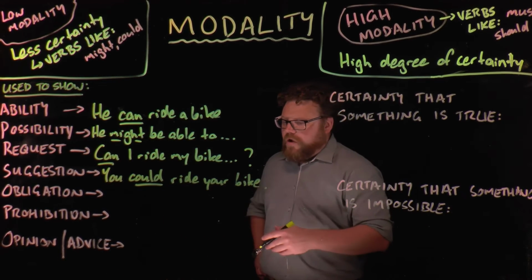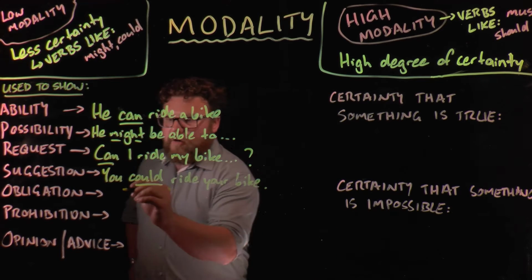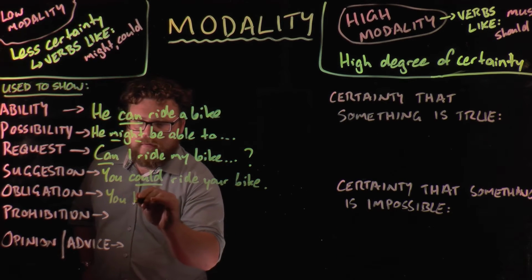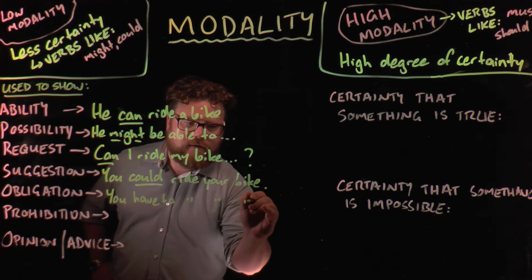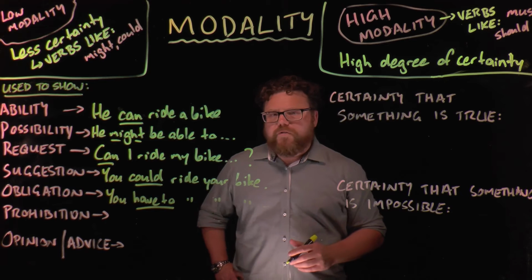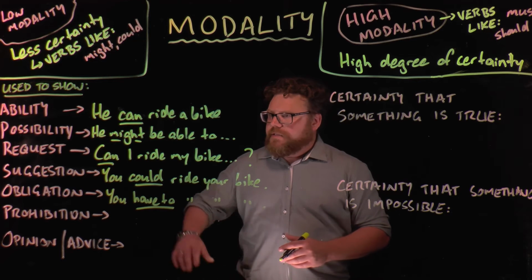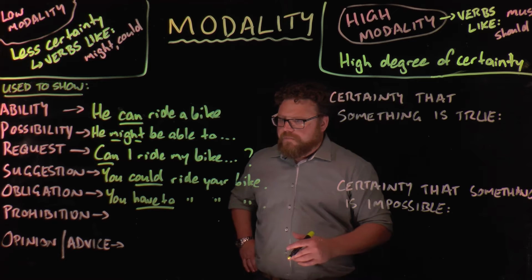Okay, it can be used to show an obligation, as in you have to ride your bike. You are obliged to. You have to. Let's just do little marks to show the rest of the sentence is the same. And have to is acting as the modal verb there. You can see all these different degrees of modality that we're creating using our modal verbs.